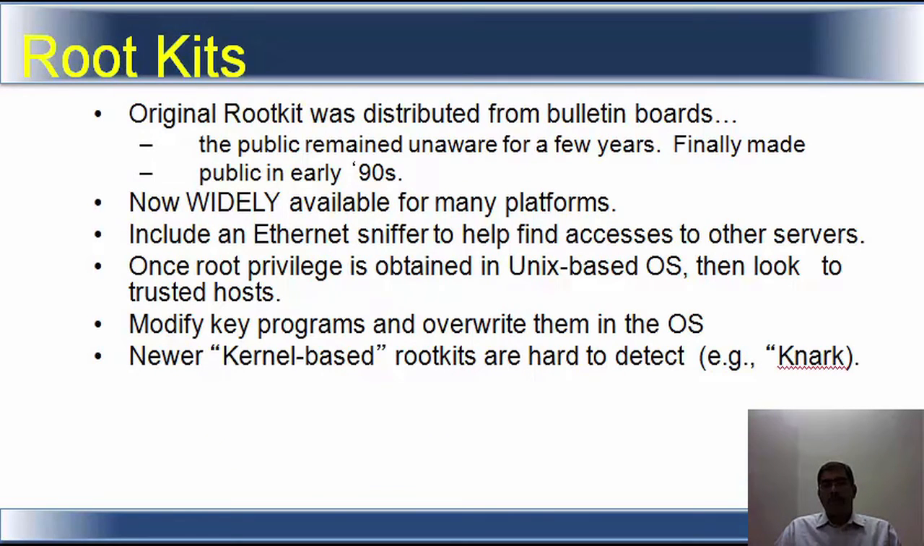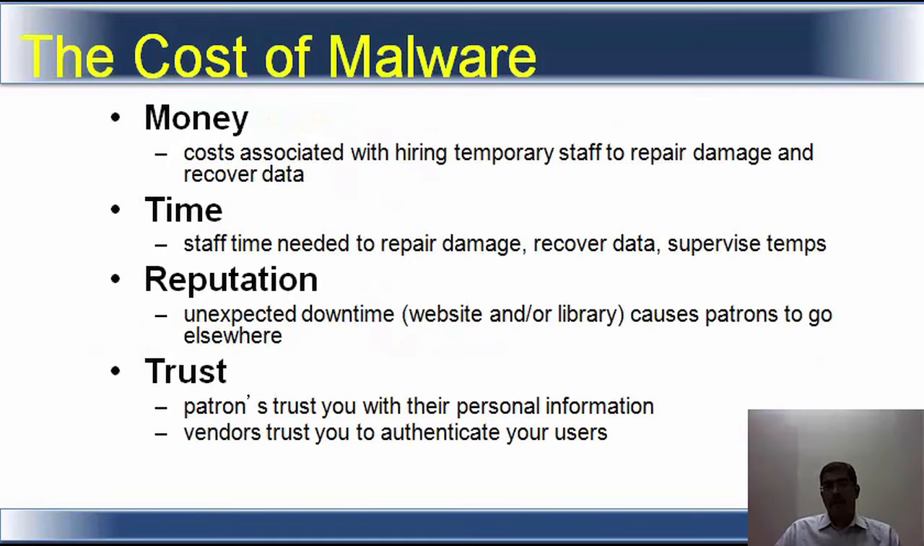The original rootkit was distributed from bulletin boards. The public remained unaware for many years. Finally, it was made public in the early 90s. Now, it is widely available for many platforms. It includes an Ethernet sniffer to help find accesses to other servers. Once the superuser or root privilege is obtained in a Unix-based OS, then it looks to trusted hosts. It can modify key programs and override them in the operating system. And the newer kernel-based rootkits are very hard to detect. Example is NARC.